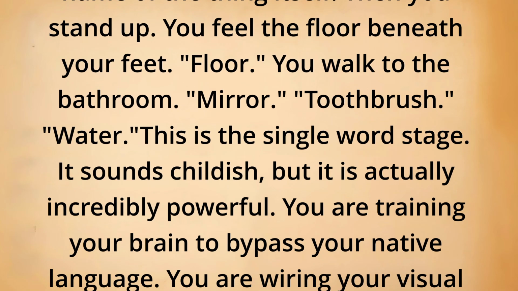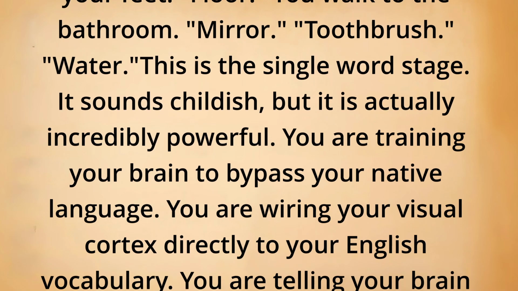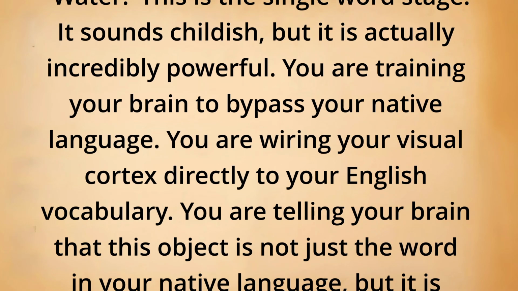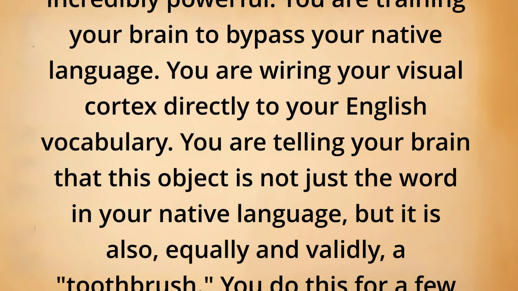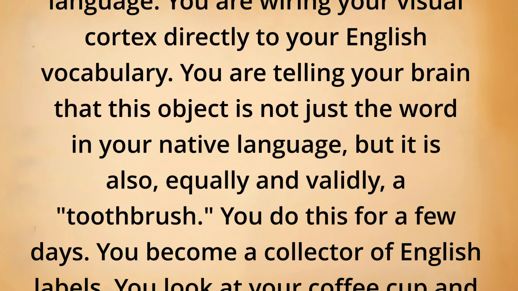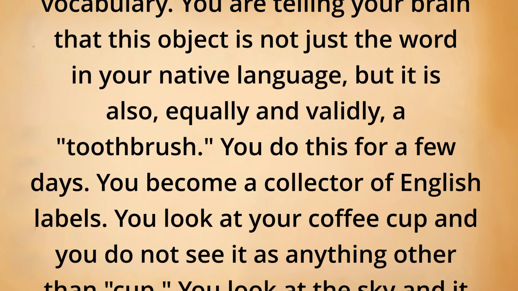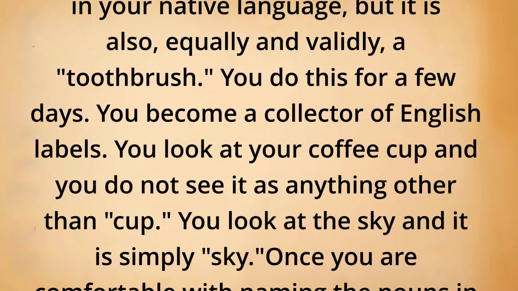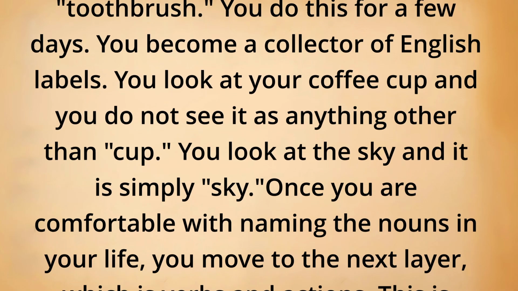Mirror. Toothbrush. Water. This is the single word stage. It sounds childish, but it's actually incredibly powerful. You're training your brain to bypass your native language. You are wiring your visual cortex directly to your English vocabulary. You are telling your brain that this object is not just the word in your native language, but it is also, equally and validly, a toothbrush. You do this for a few days. You become a collector of English labels. You look at your coffee cup and you don't see it as anything other than cup.